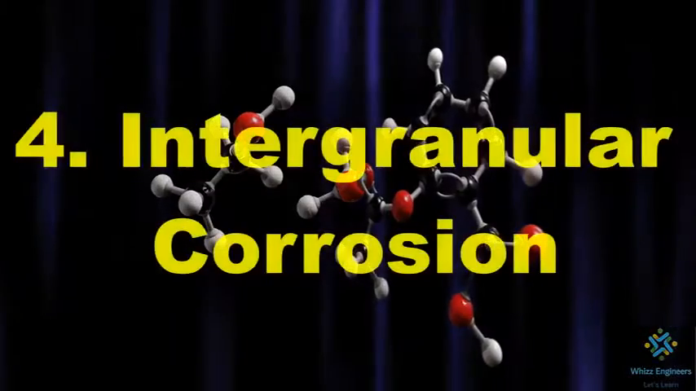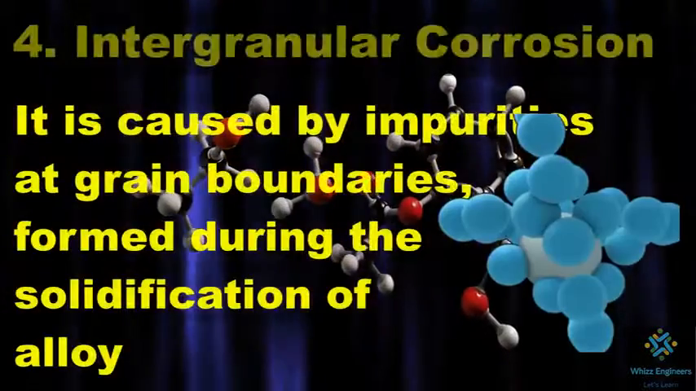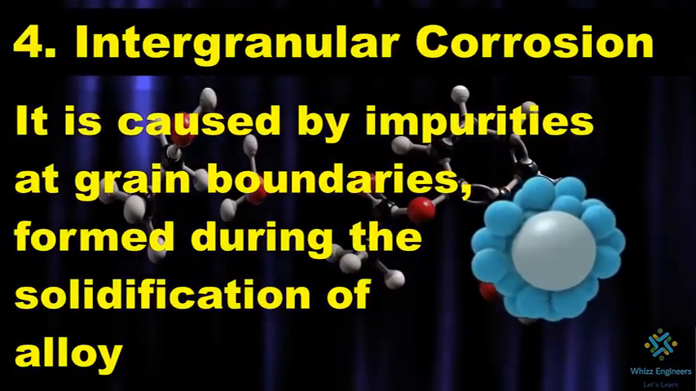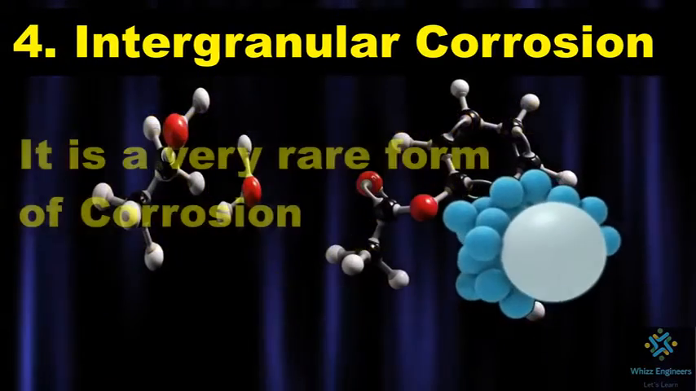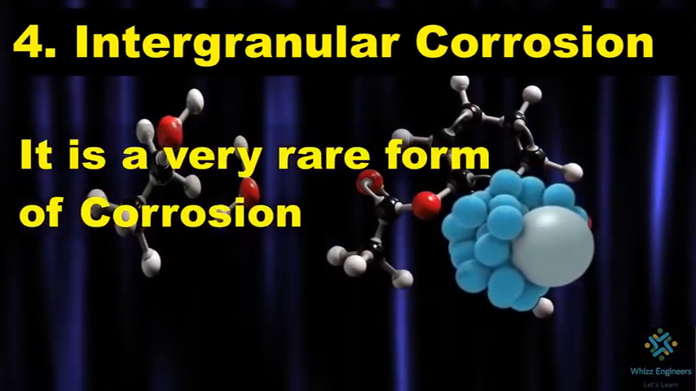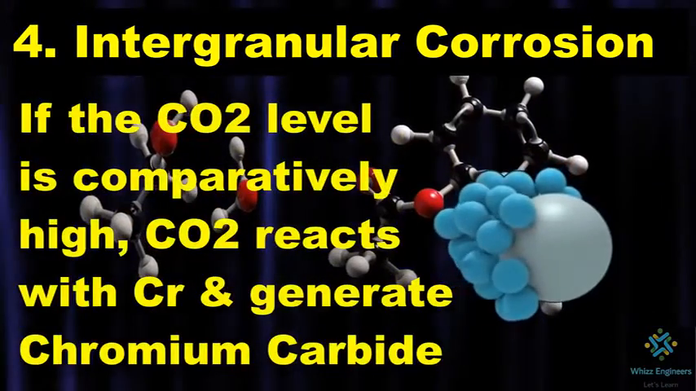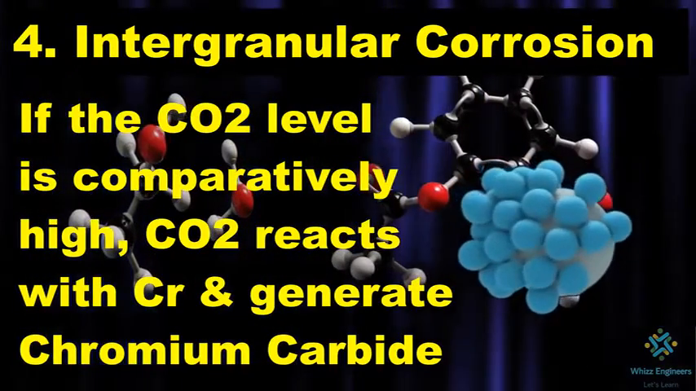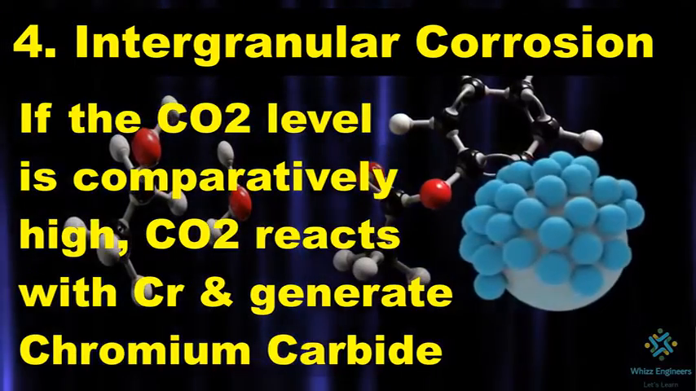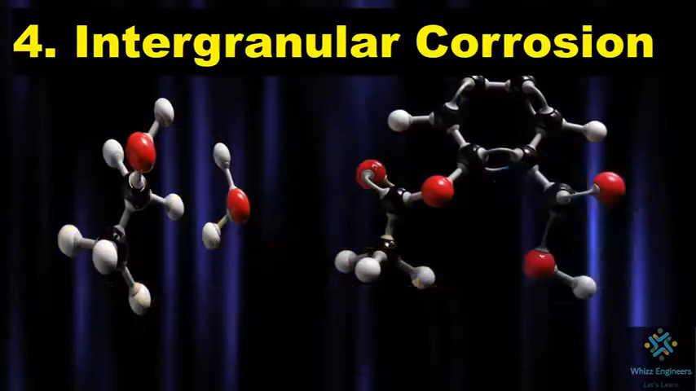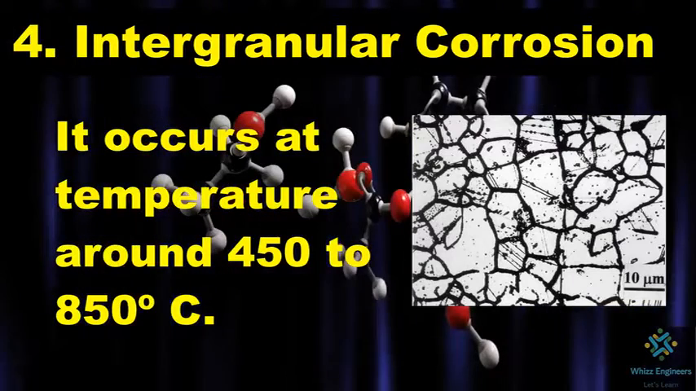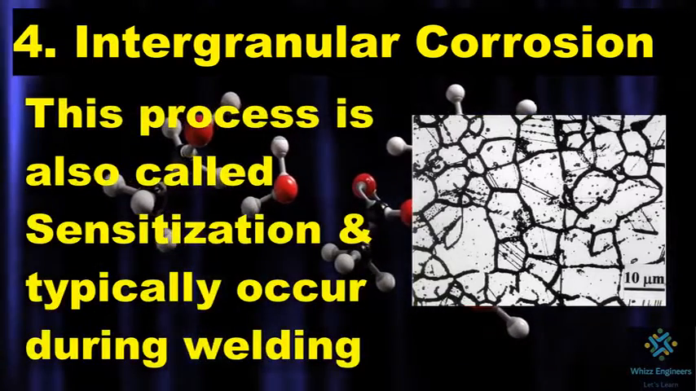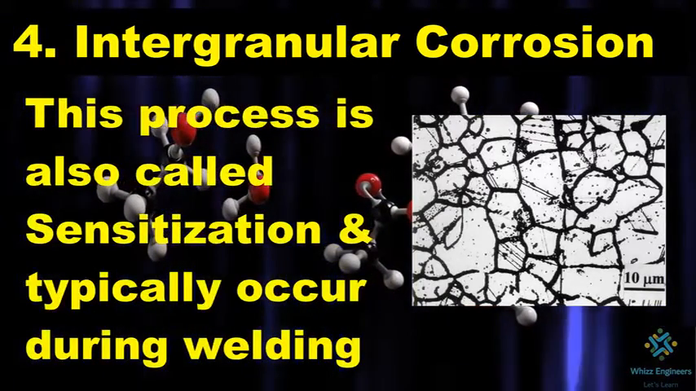Now the fourth one is intergranular corrosion. This type of corrosion can be caused by impurities at grain boundaries that formed during the solidification of the alloy. It is a very rare form of corrosion. If the carbon level in steel is comparatively high, it causes formation of chromium carbide at the grain boundaries, reducing the chromium content and weakening the chromium oxide layer. This corrosion occurs at temperatures between 450 and 850 degrees Celsius. The process is also called sensitization and it typically occurs during welding.